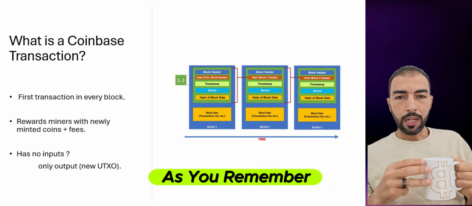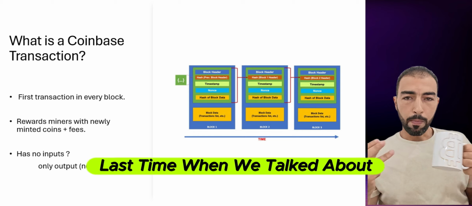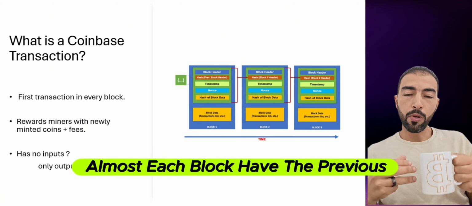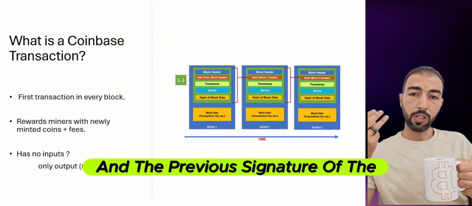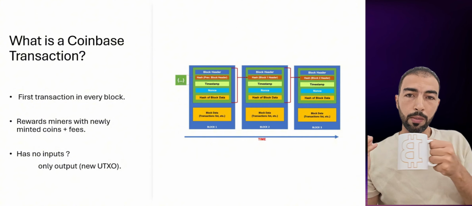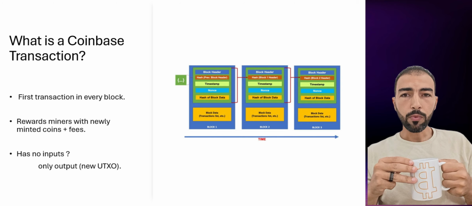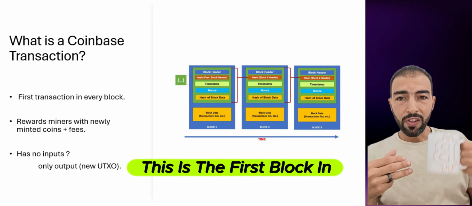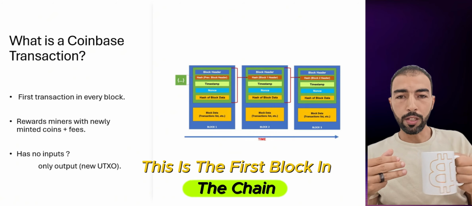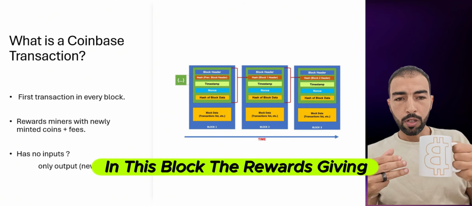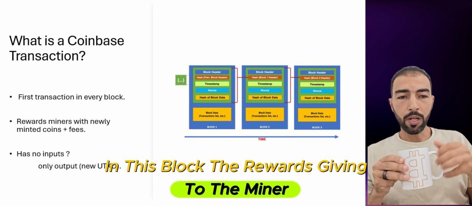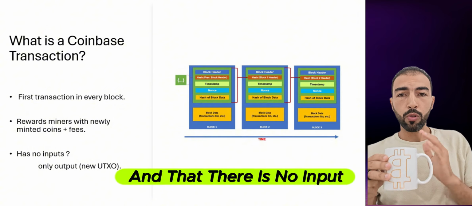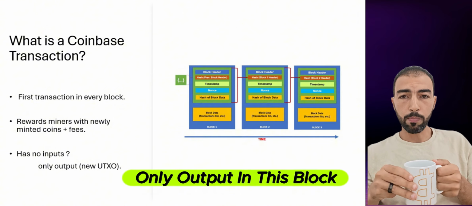As you remember last time when we talked about the blocks, almost each block has the previous hash and the previous signature of the block before it. But in the coinbase transaction, this is the first transaction in the block. In this block, the reward is given to the miner and there is no input, only output.